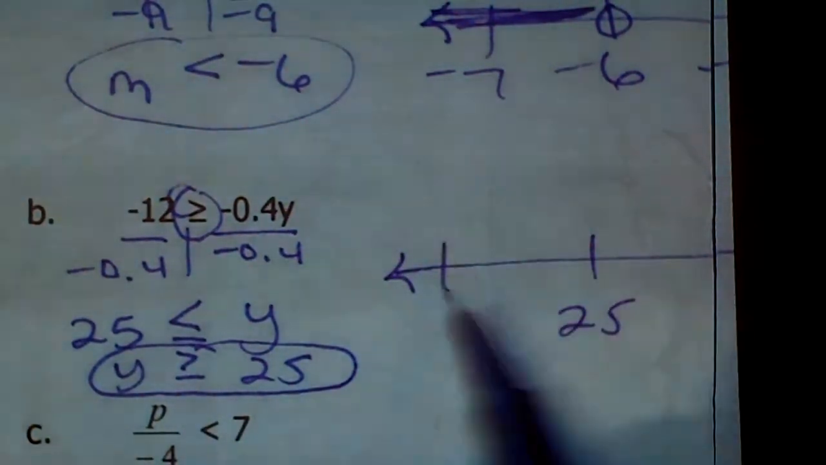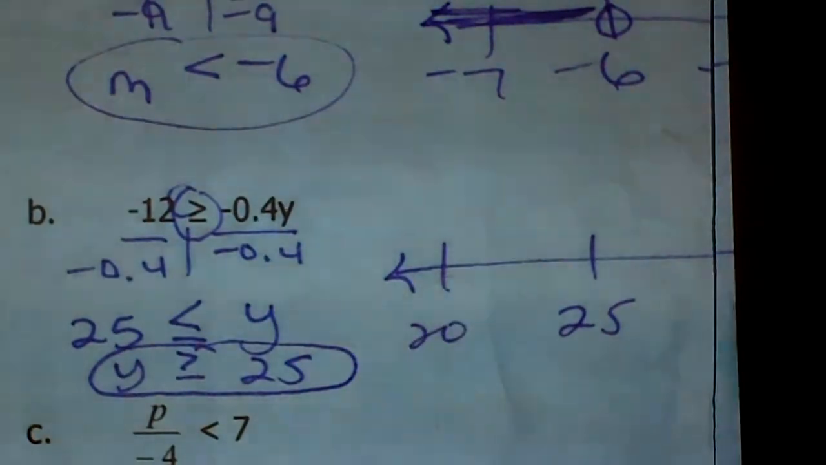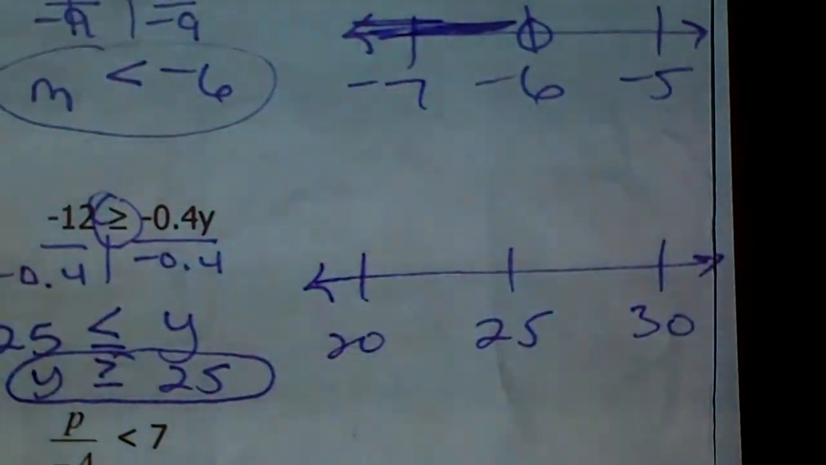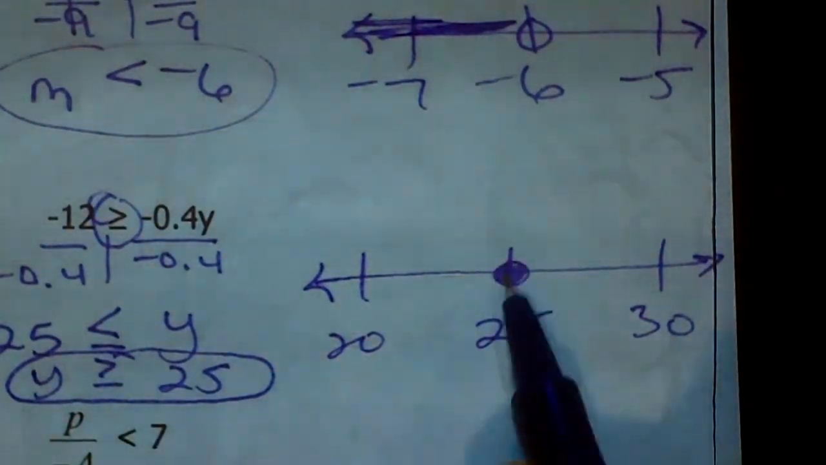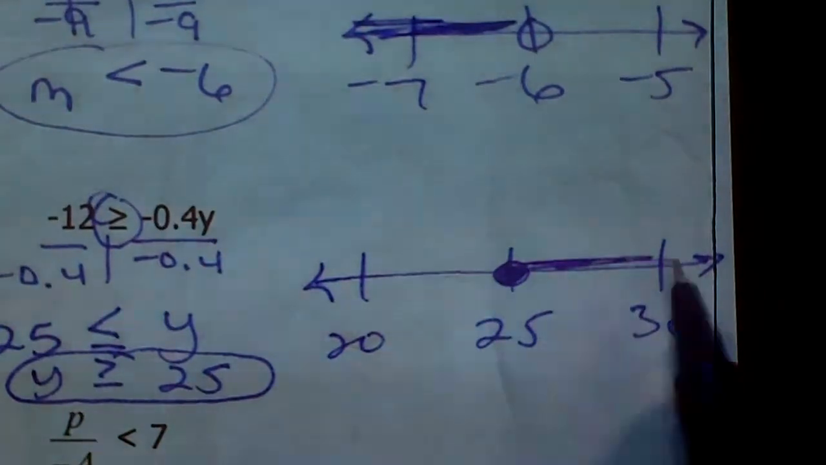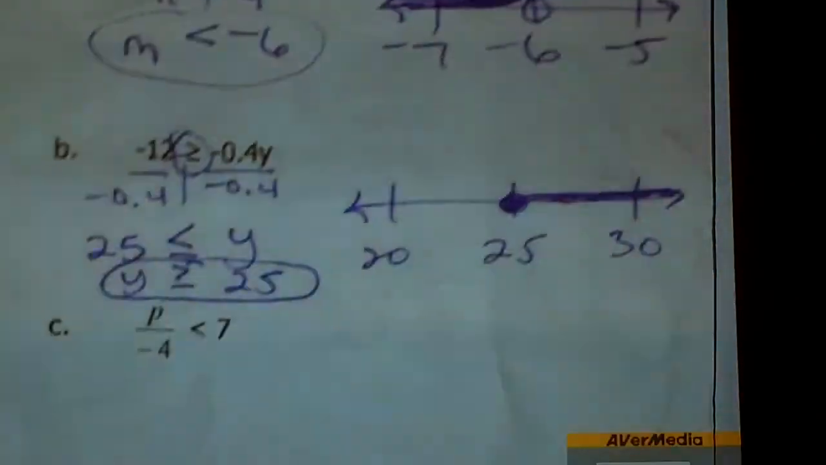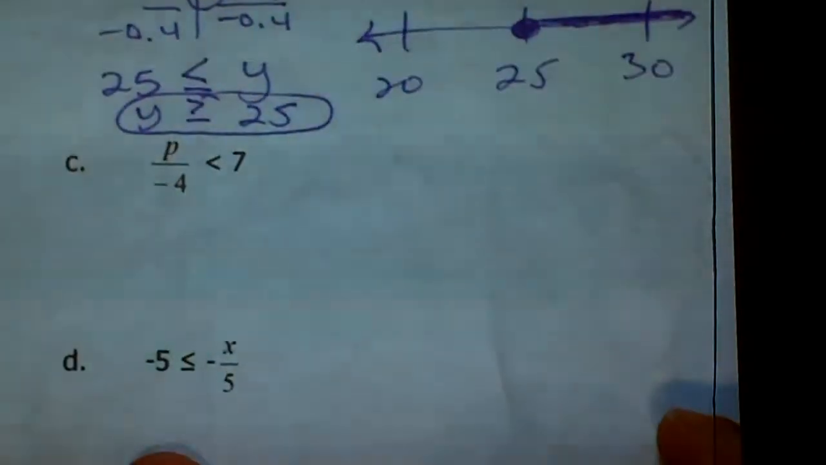I'll write 25 here, and just for fun, I think I'll count by 5s on this number scale. Why not? We can use whatever we want. So if y is greater than or equal to 25, I'm going to use a closed circle because it can be 25 or all the values greater. That means I shade to the right. Two left. Yay! Almost there.